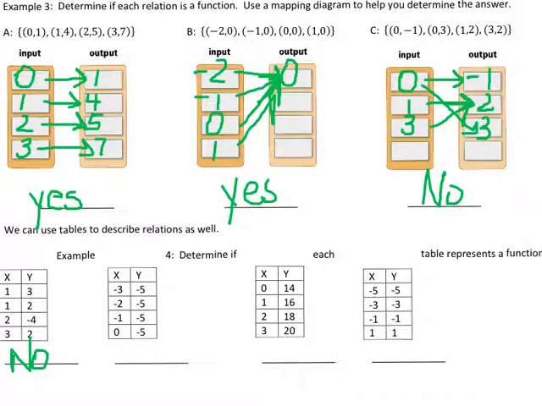In the next one, if you notice that the x values are all different here, so that means each x has its own y that it's paired with. It doesn't matter that it's the same y, just like it didn't matter up here. So every x has exactly one y that's paired with it, so this is yes.